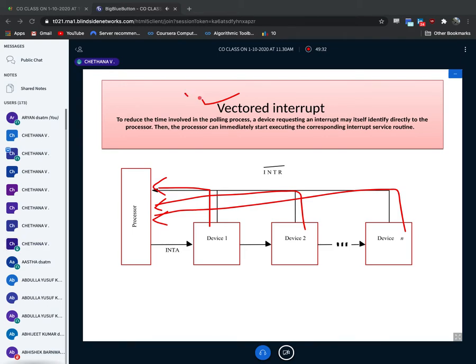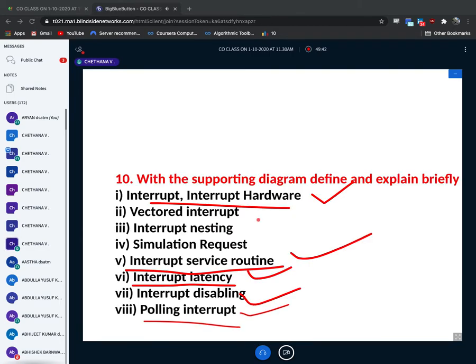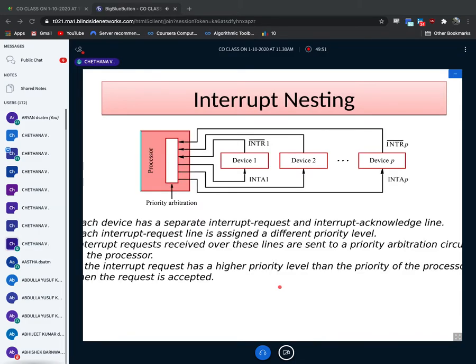Now, are you clear with vectored interrupt? Clear? Yes, ma'am, clear. First the opposite case. Okay, so that is about interrupt and vectored interrupt, over. Now I'll take you to the next concept. Very simple concepts.